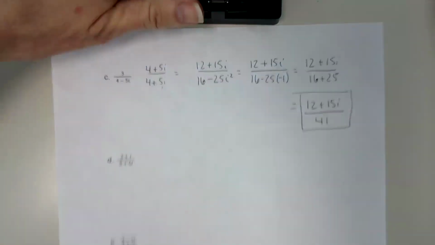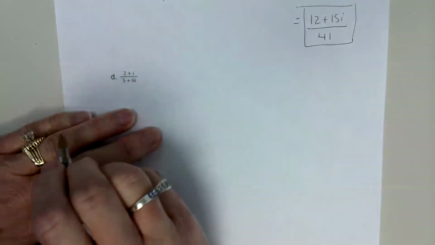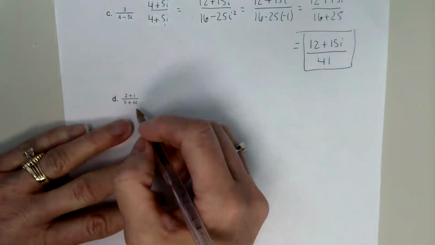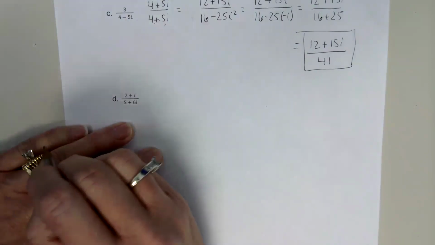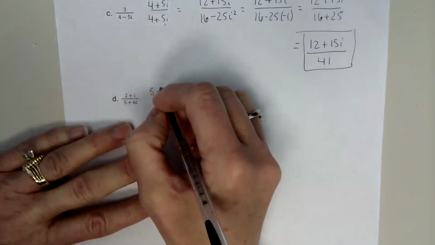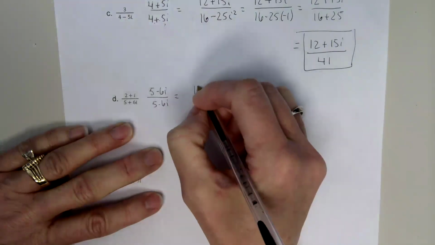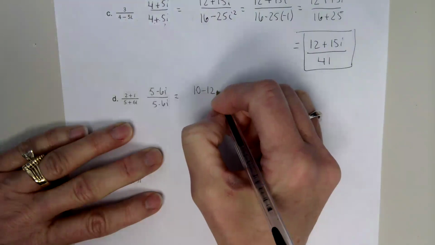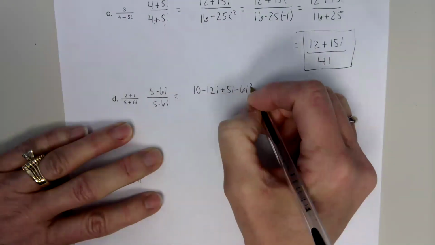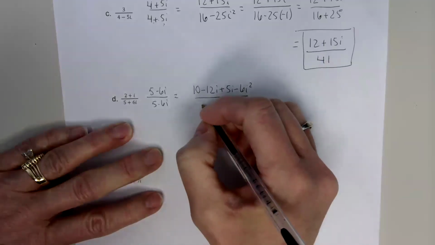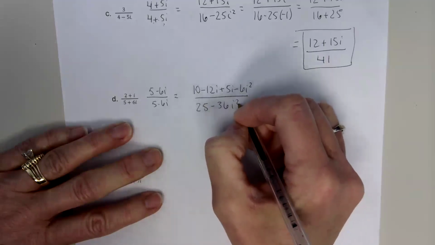And let's do D together, and then E will be on the extra video. So what is the complex conjugate that we need to multiply by? I'm going to let you take a minute and figure that out. That should be 5 minus 6i. So we have 10 minus 12i plus 5i minus 6i squared over 25 minus 36i squared.